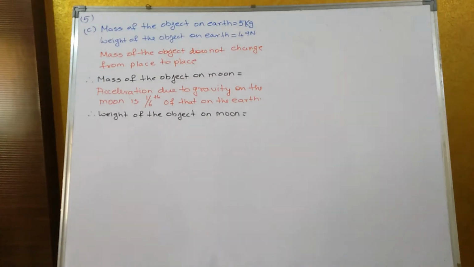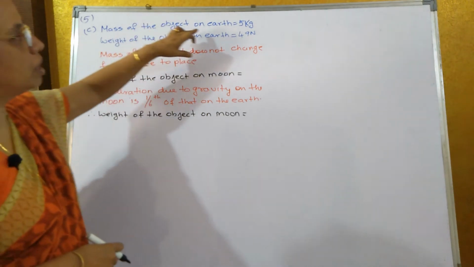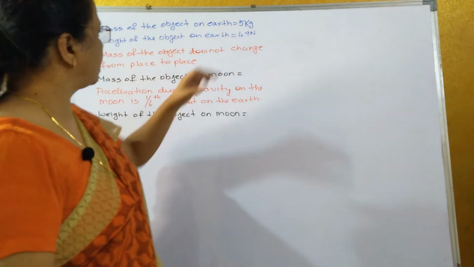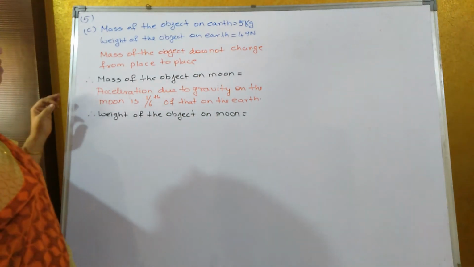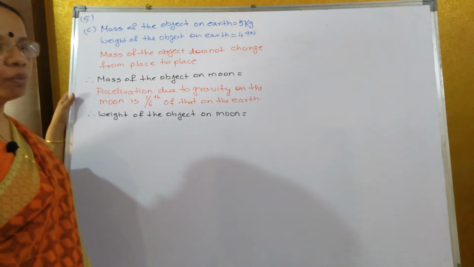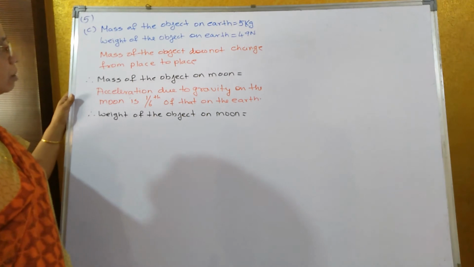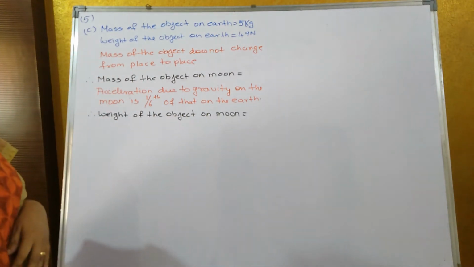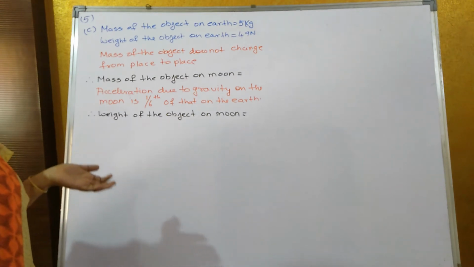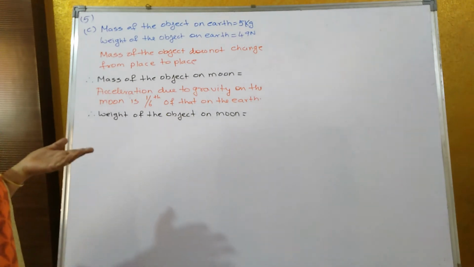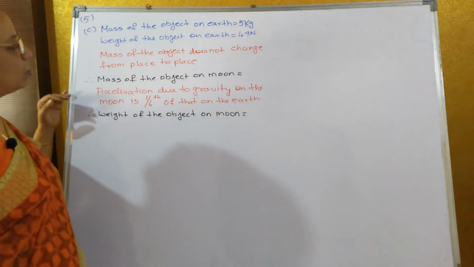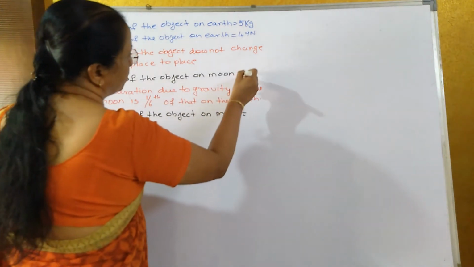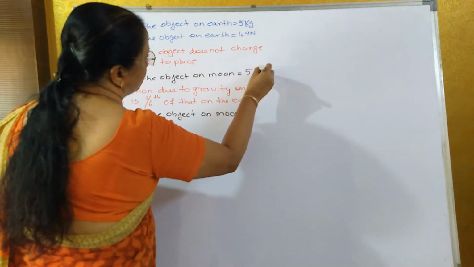Now the third one, mass of the object on the earth is given 5 kg and weight of the object on the earth is given 49 Newton. You have to find out the mass of the object on the moon and the weight of the object on the moon. Now we have already studied that the mass of the object does not change from place to place, whether it goes from one planet to another or to the moon. The mass will not be affected, only the weight will be affected. Therefore mass of the object on the moon will be how much? It will remain the same, that is 5 kg.